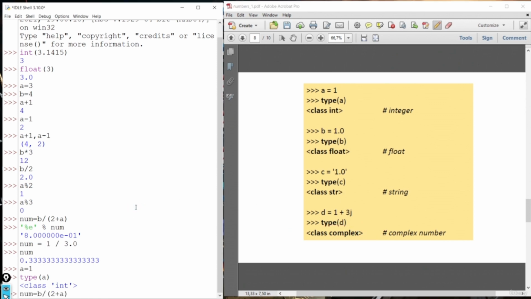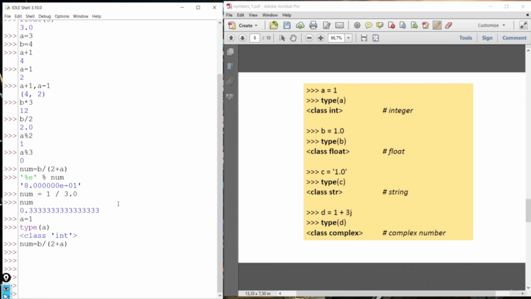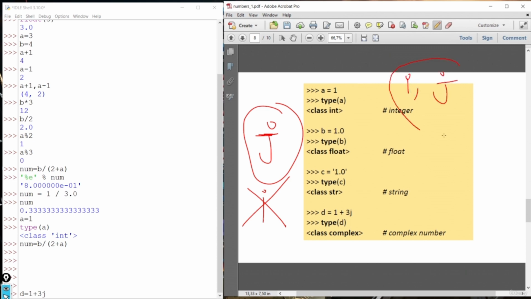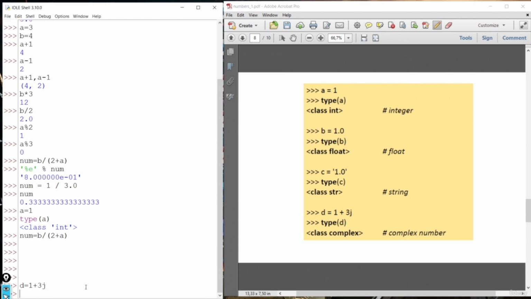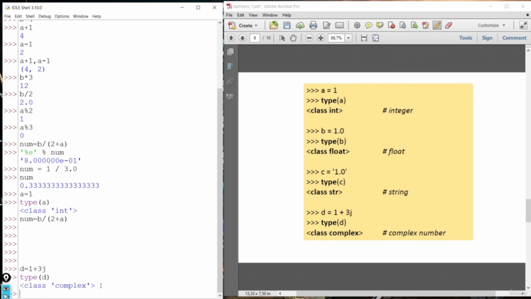Okay, let's try it. If I type D equals 1 plus 3j, complex numbers are constructed using j, not i. I is not used in Python. Be careful. I and j both are used in MATLAB, but here in Python only j is used to describe the complex numbers. And if I write type D, I obtain the type of the number that is complex here.